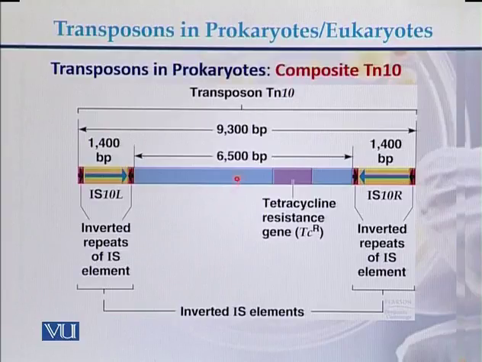Transposon in prokaryotes, the example of a composite transposon: the Tn10 element. Here we can see the transposon Tn, and here is a gene for tetracycline resistance, and on both ends there are IS elements.